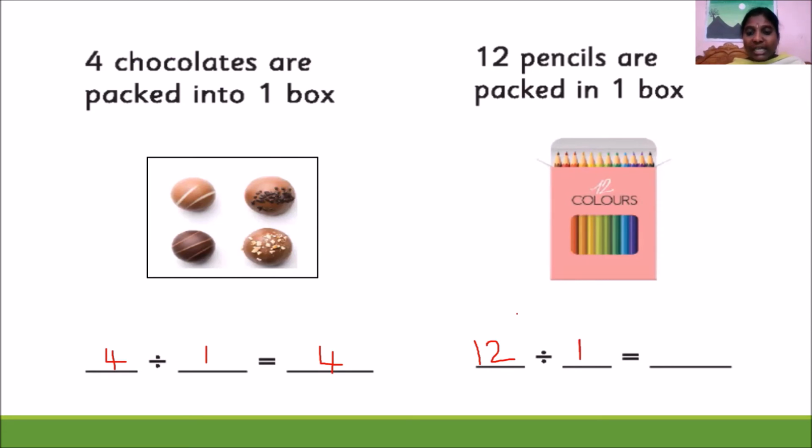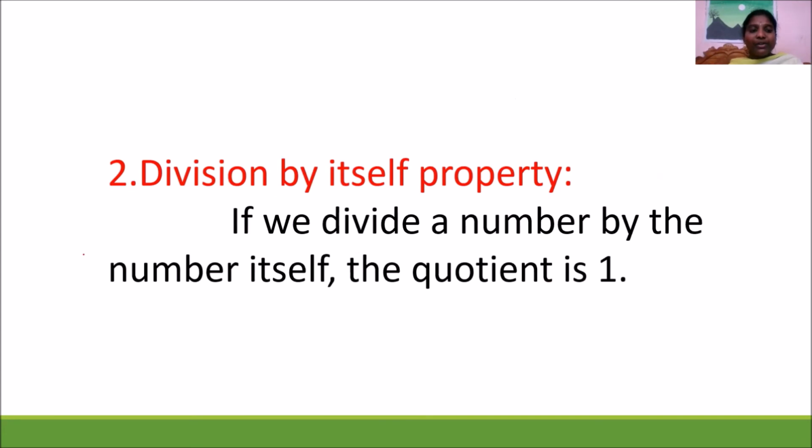According to the property, when any number is divided by 1, we get the same number as the quotient. Now tell me, what is the quotient here? Very good, 12. Now you have to read 12 divided by 1 equal to 12. Next we are going to see the second property.